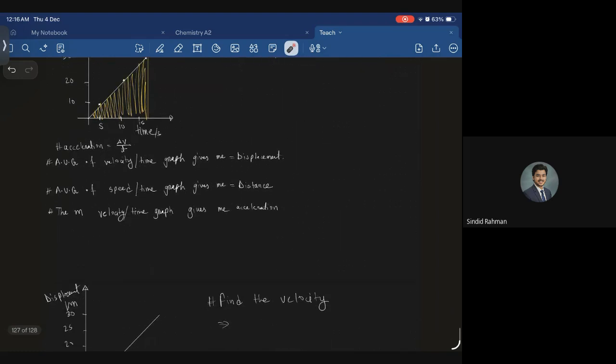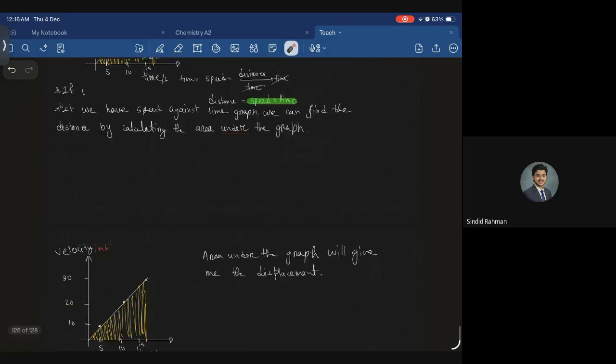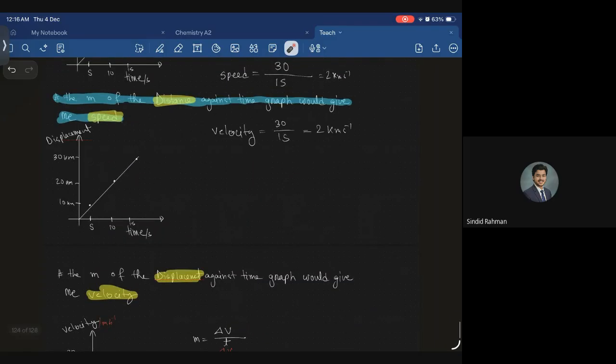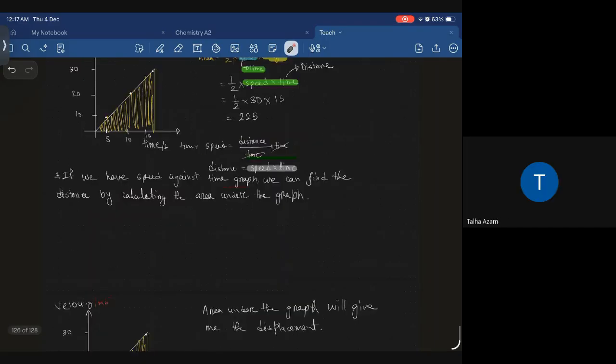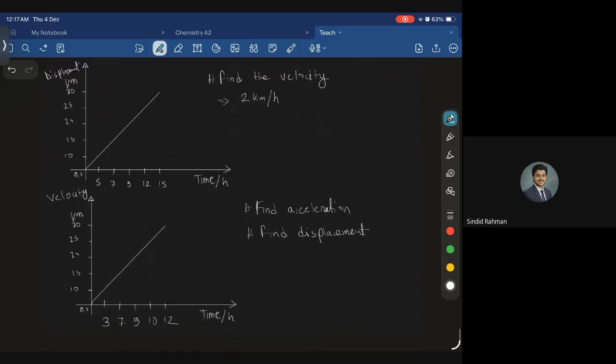The gradient of a velocity time graph gives me acceleration, but here the gradient of the displacement against time graph would give me the velocity. So I have to find the gradient of this graph, right? That will be 2. So 2 kilometers per hour. You have to mention the unit too. Okay. And do this one then.